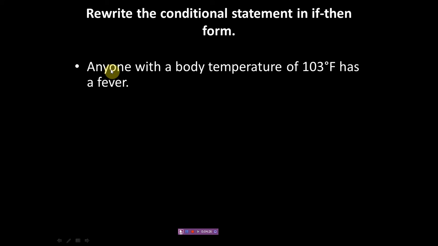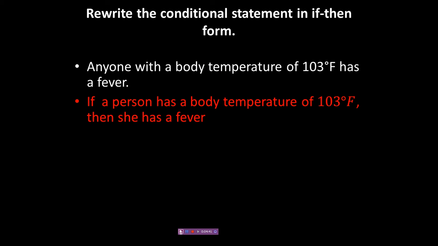Let's say our statement is, anyone with a body temperature of 103 degrees Fahrenheit has a fever. This is actually a conditional statement. There's a condition and a conclusion embedded in this. The if-then version would be, if a person has a body temperature of 103, then she has a fever. The clause anyone is the same way of saying if a person has this body temperature. Then the conclusion is having a fever.